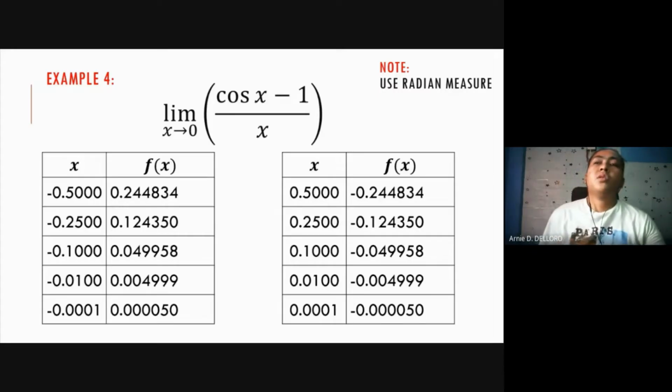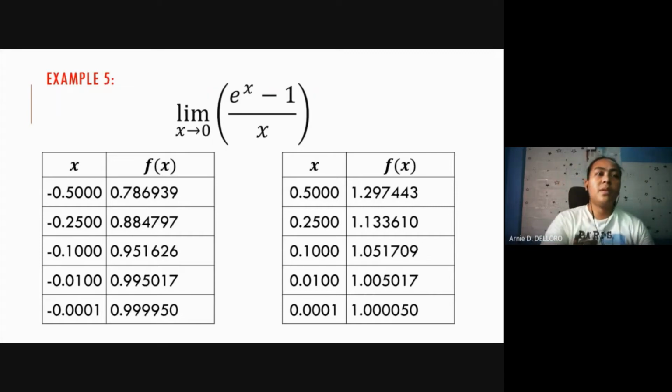Okay? So tandaan nyo yung limit of sine x over x as x approaches 0 is equal to 1. While in this case, the limit of cosine x minus 1 all over x as x approaches 0 is equal to 0. Then, next one is the limit of the function e raised to x minus 1 all over x as x approaches 0. Okay?